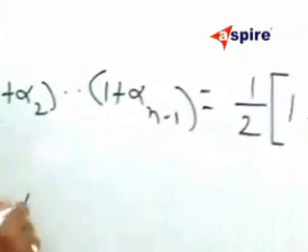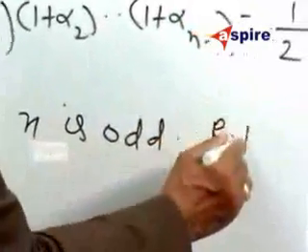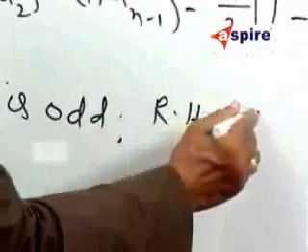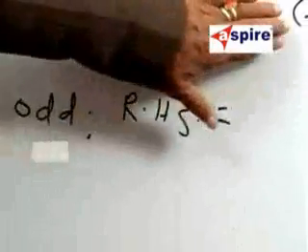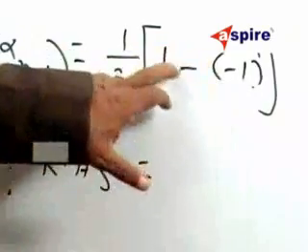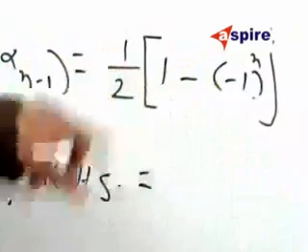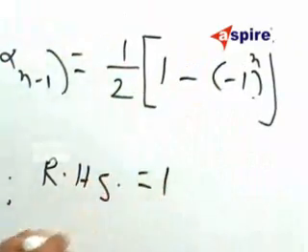Now if n is odd, what will be the right hand side? If n is odd, minus 1 power n minus 1 is minus 1. That minus 1 in this minus 1 will become plus 1. Therefore 2 divided by 2, that's equal to 1.